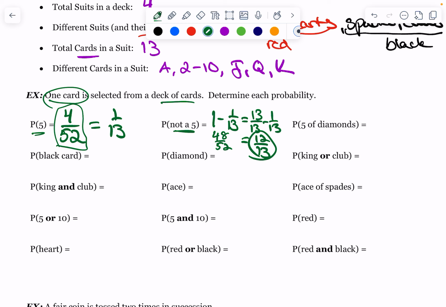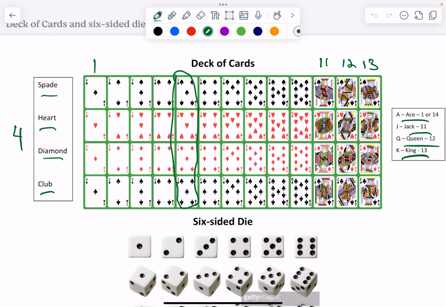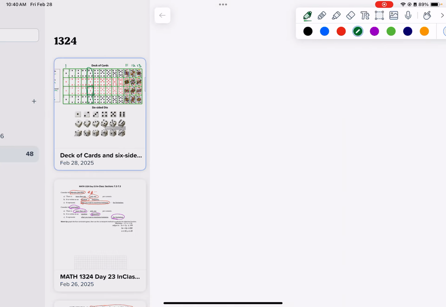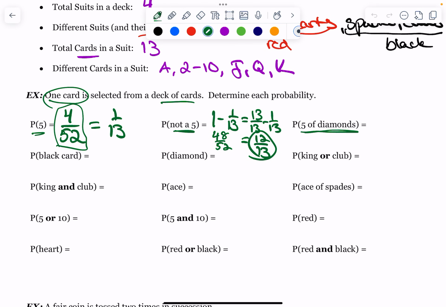Okay, next one is 5 of diamonds. So if we go back to the card deck here, 5 of diamonds is this card right here. So there's only one 5 of diamonds. That's the wrong one. Here we go. So there's only one 5 of diamonds, and that's out of 52.